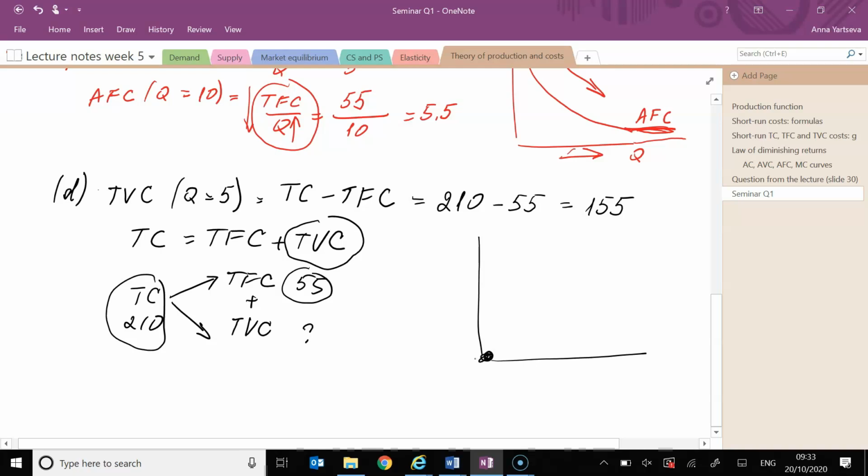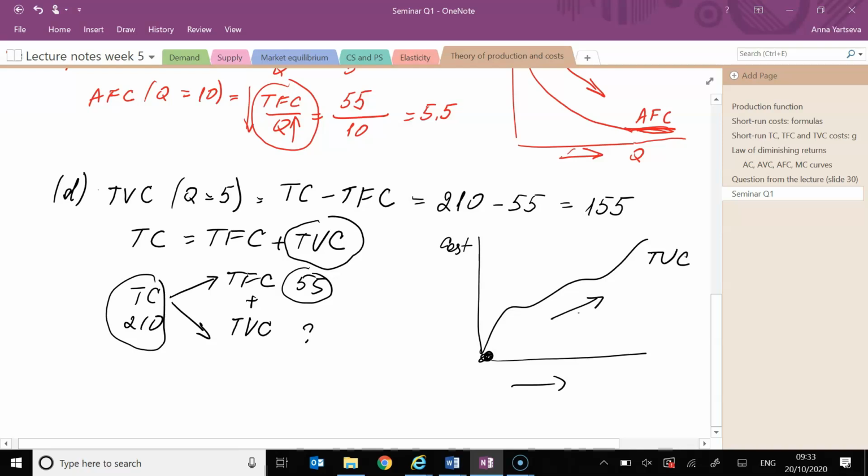We start at 0. When we don't produce any output at all, we don't incur any variable expenditure, no cost of materials, no cost of labor. That is why total variable cost will be 0. However, the more we produce, the higher this number will be. Total variable cost will go up. It's an upward sloping line.